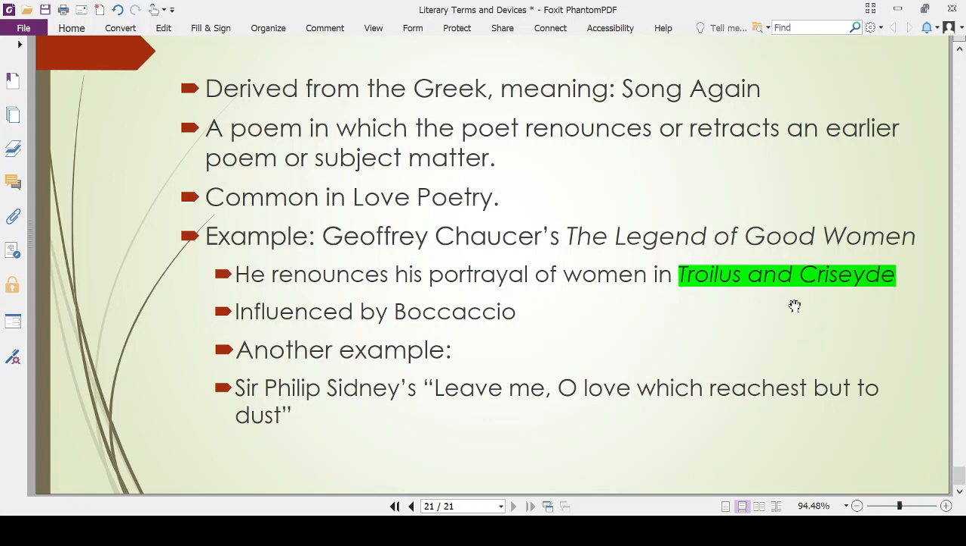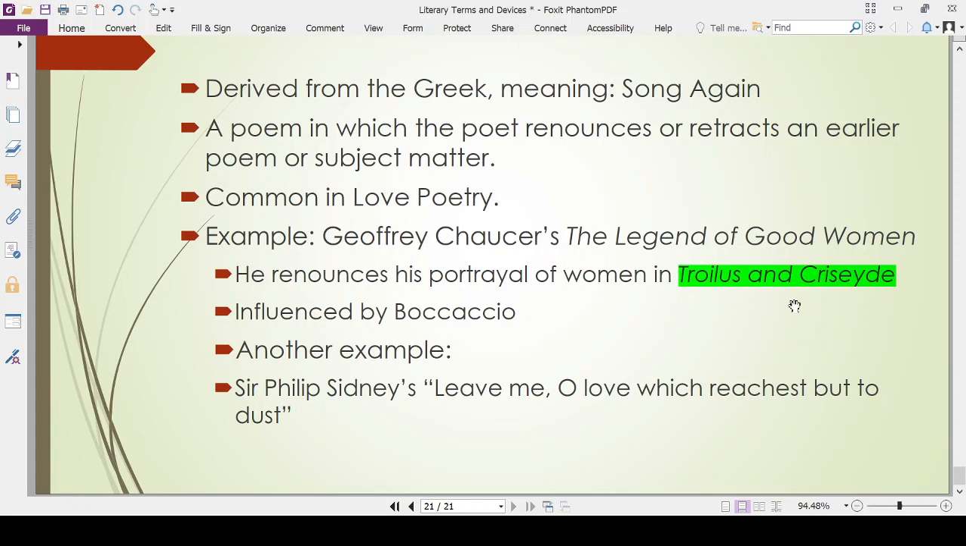It was written in 1385, and it is the longest narrative poem written by Geoffrey Chaucer, and it is the only long poem of Chaucer's which has been completed. Because, for example, Canterbury Tales is not complete. We don't have the complete version. So, Troilus and Criseyde is actually the longest, the only long poem of his which has been completed.